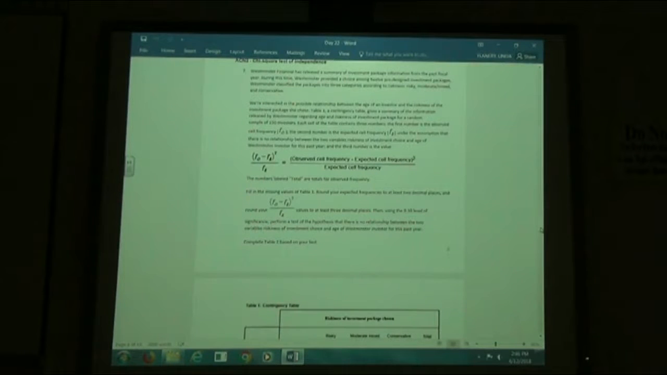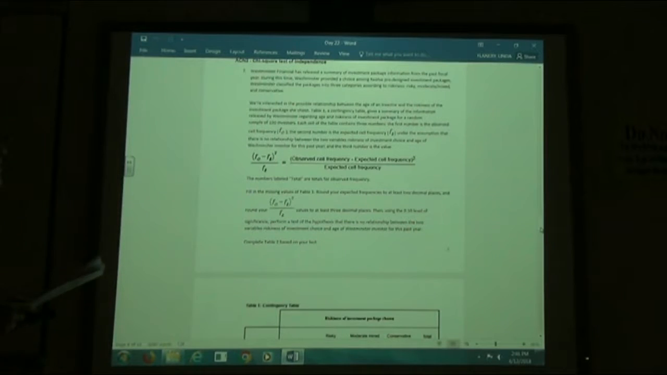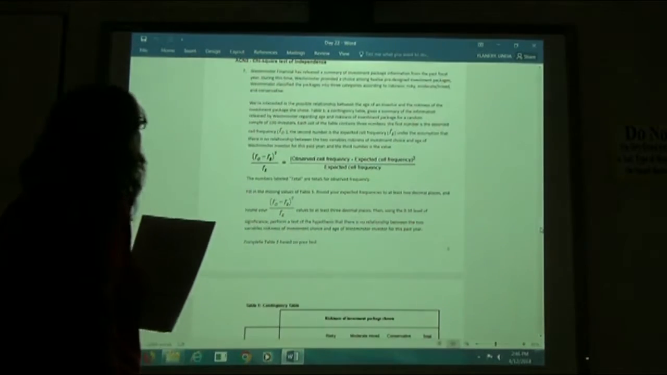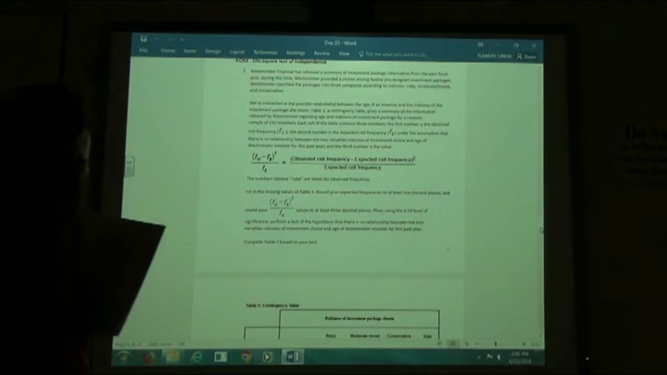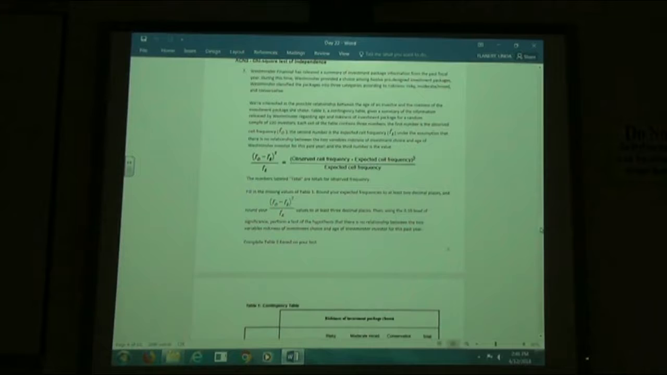All right. 7, 8, and 9, again, we're doing the chi-squared test of independence. Westminster Financial has released a summary of investment package information from the past fiscal year. During this time, Westminster provided a choice among 12 pre-designed investment packages. Westminster classified the packages into 3 categories according to the risk: risky, moderate to mixed, and conservative.